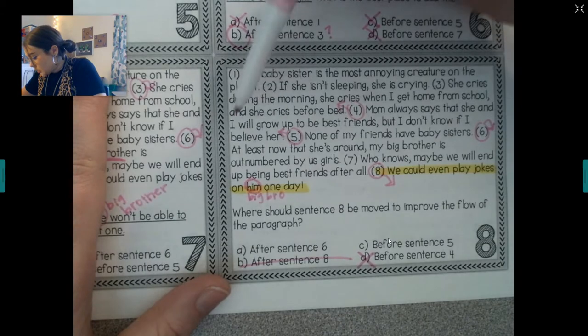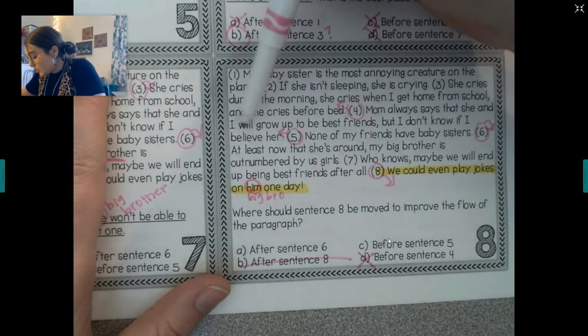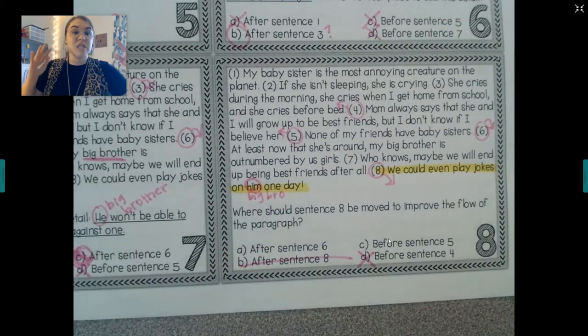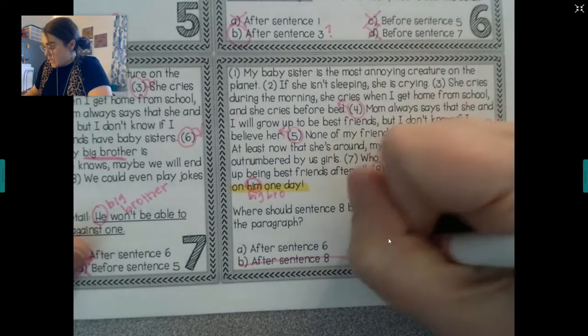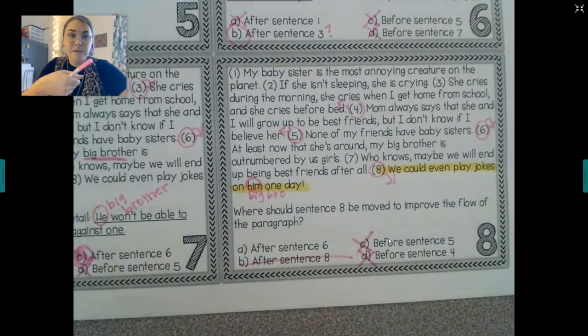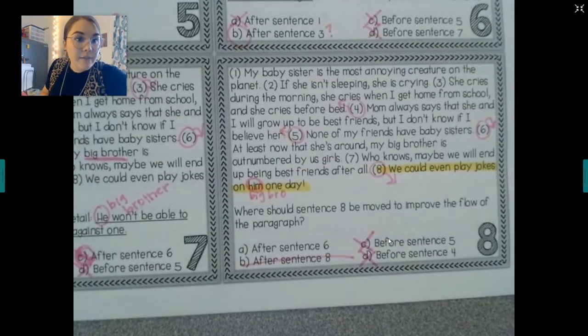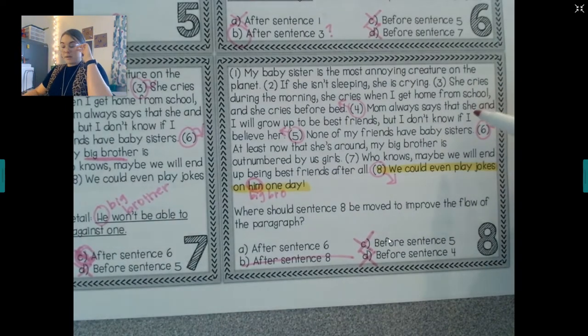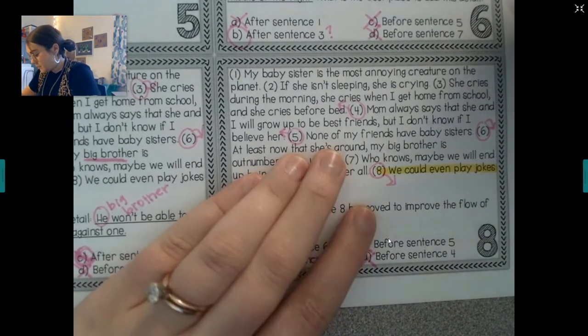Mom always says that she and I will grow up to be best friends, but I don't know if I believe her. We could even play jokes on him one day. Oh my gosh, they did it again. We can't put it before sentence 5 because they haven't introduced who? Big Brother. They haven't said his name yet. Let's keep going. Hopefully after sentence 6 will work because otherwise I don't know what we're going to do.